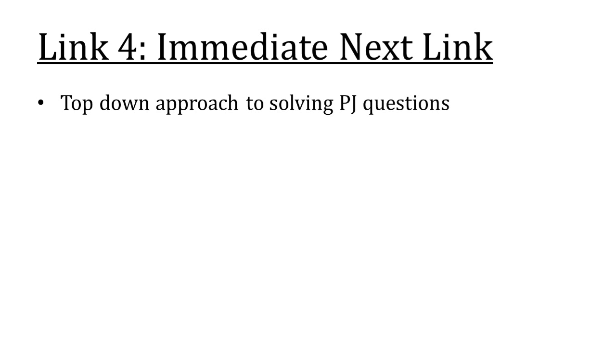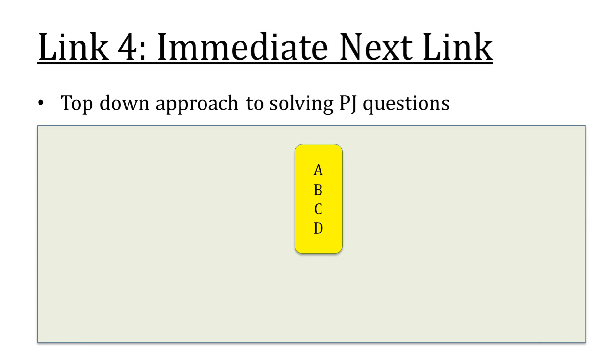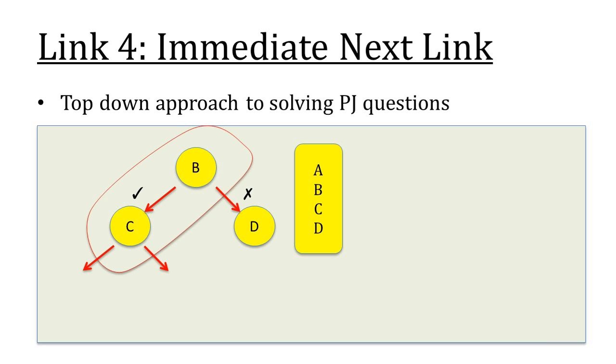The next type of link is the immediate next link. This is basically a top-down approach to solving PJ problems. We can check for link downwards. For example, if we have ABCD given, we need to find the correct order of sentences. Say we start at B, we check for C and D. Say C is the correct option after B, then we check with C for D and A, and so on and so forth. We find the correct sequence of statements.